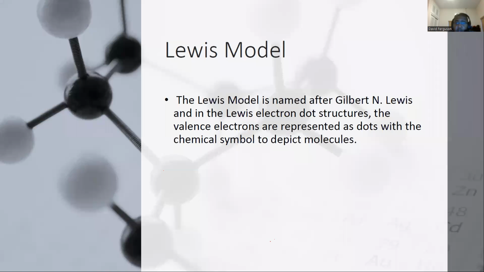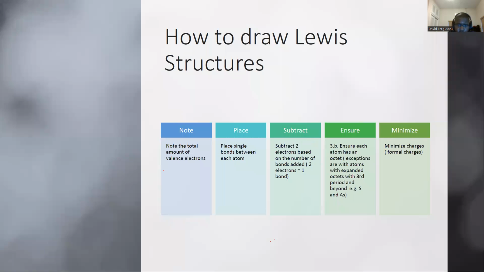Lewis model is named after Gilbert Lewis, and you have the valence electrons represented as dots. Your electrons forming your bonds are represented as sticks. And you have chemical symbols to depict the molecules. So let's just go through this again. Note, place, subtract, introduce, minimize: NP-SEM. So note the total amount of valence electrons, place single bonds between each atom.